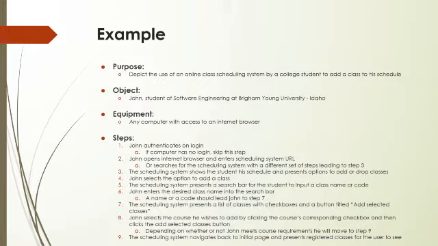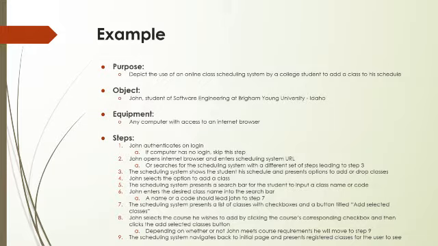John, our student, authenticates on login, or signs in to his computer. If his computer has no login, username, or password, this step will be skipped. Step 2. John opens his internet browser and enters the scheduling system URL into the URL bar. Or he searches for the scheduling system with a different set of steps leading to step 3. Step 3. The scheduling system shows the student his schedule and presents options to add or drop classes. Step 4. John selects the option to add a class.